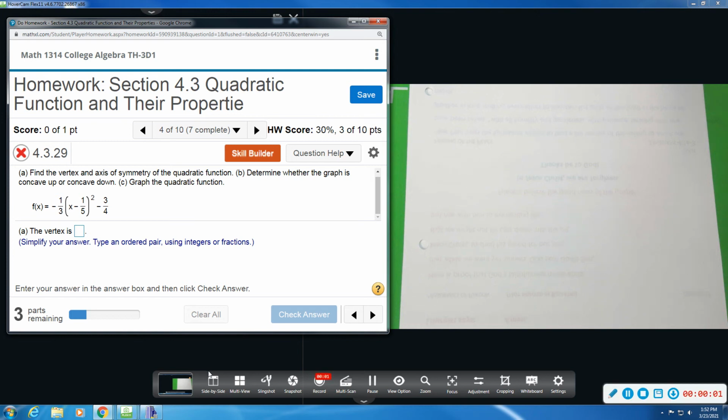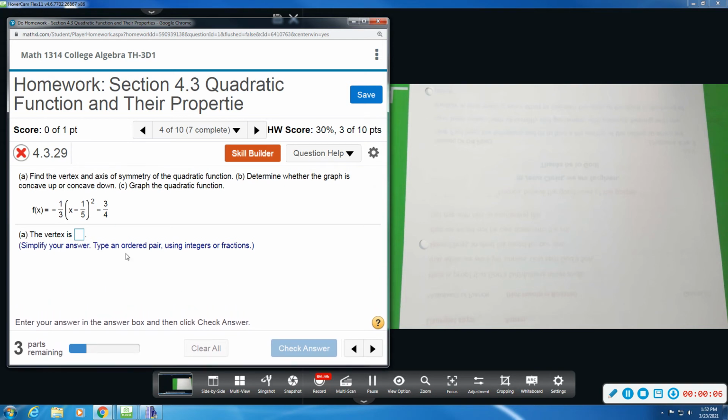All right, number 4, we have an equation, and it says we want to find the vertex, the axis of symmetry, and then we want to determine whether the graph is concave up or concave down, and then finally we want to graph the function. Okay, so let me talk about vertex form with you.